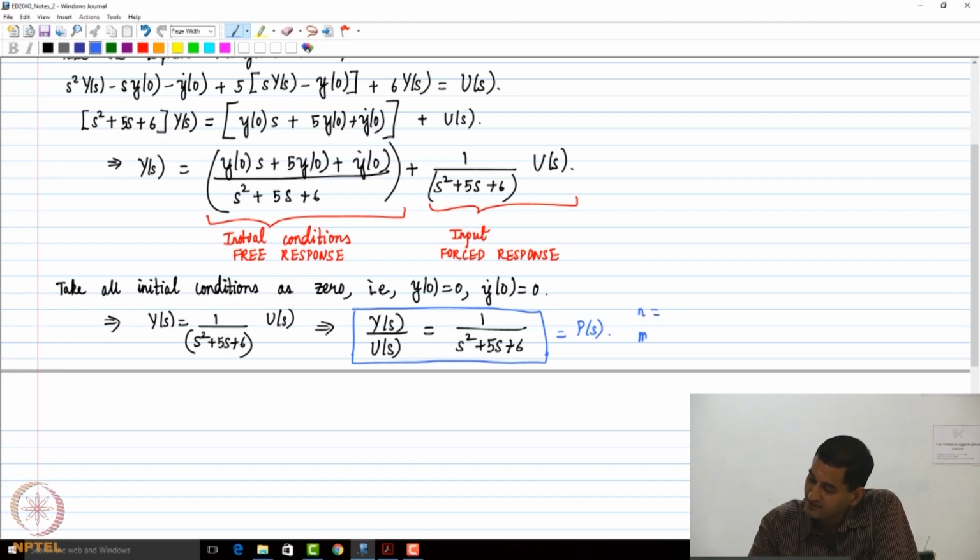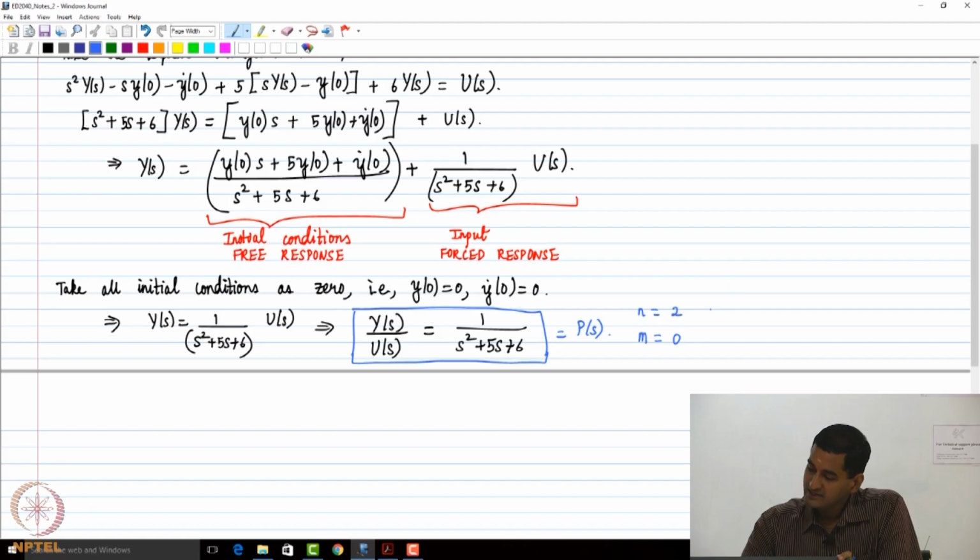Immediately we see the values of n and m. What did we learn as n and m? n was the order of the denominator polynomial of the transfer function, right? So what is n here? 2. What about m? 0. So n is greater than m, so we have a strictly proper transfer function.